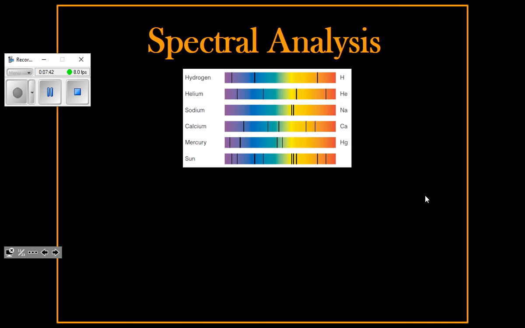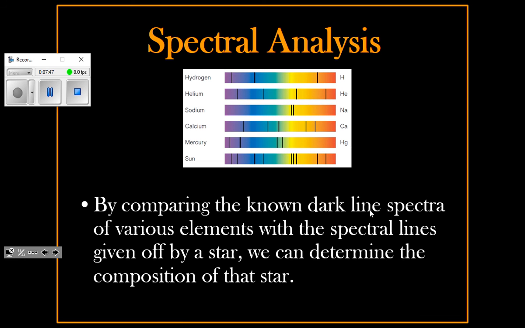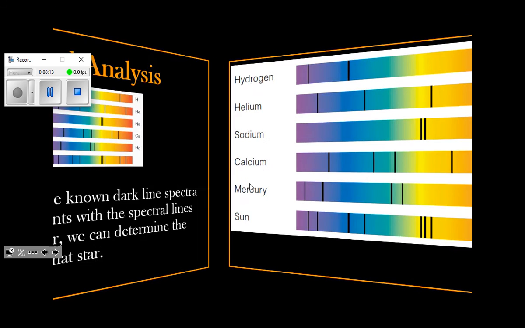So what exactly is spectral analysis? By comparing the known dark line spectra of various elements with the spectral lines given off by a particular star, we can determine the composition of that star. So we're going to do an example of that. Hydrogen will always have those three dark lines. By taking a specific star like the sun, we can then determine which elements are there. Let's take a closer look at how we do that.